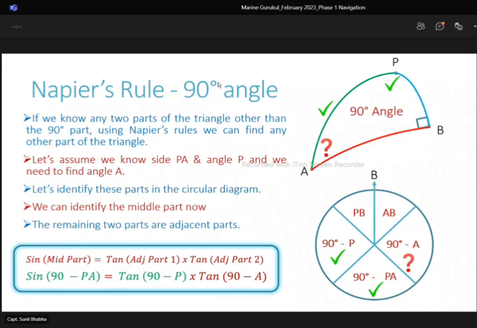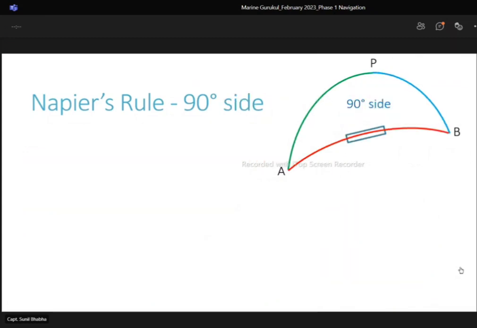Now, let us see this for a 90 degree side also. Let's go. Let's now see the application of Napier's rule for a spherical triangle having a 90 degree side. This is also known as a quadrantal spherical triangle. You can see this triangle PAB on the screen, which is having a 90 degree side. The side AB of this triangle, the red color side, is a 90 degree side represented by a rectangle. So let us see the application of Napier's rule for this 90 degree side triangle.